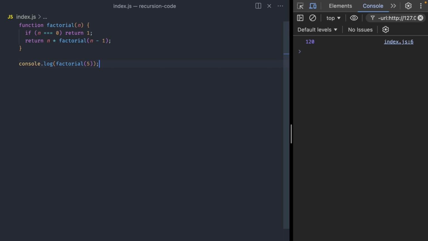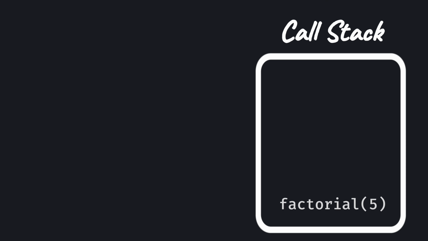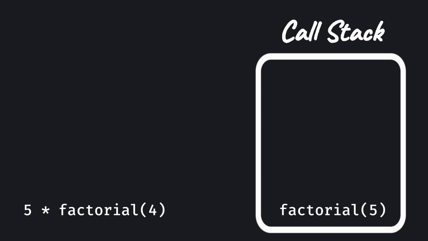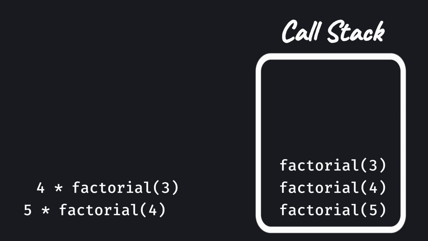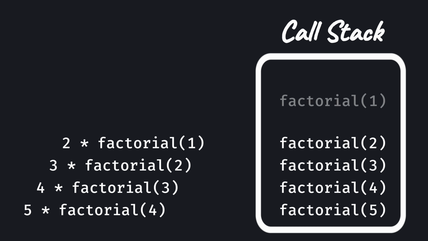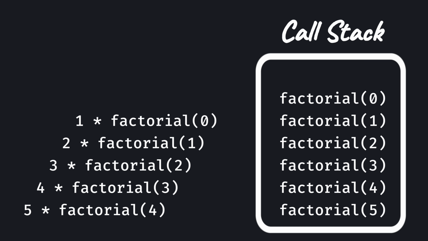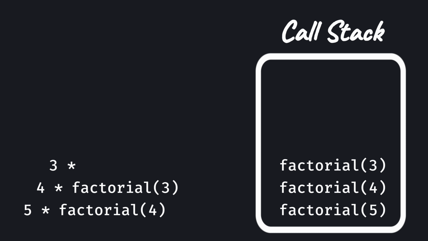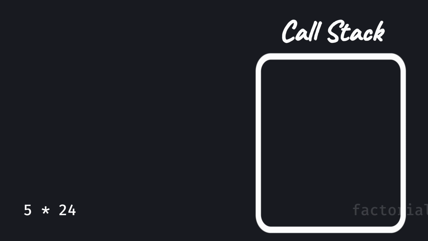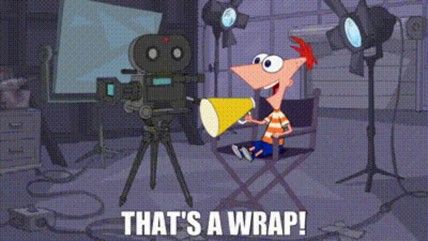But let's break down what happens step by step. First, factorial of 5 is called and placed on the call stack. JavaScript evaluates it and sees it needs the factorial of 4 to continue, so it calls that function. This continues until we reach factorial of 0, which returns 1. Then, we work our way back down the call stack, combining all the return values until we arrive at the final result. And that's a wrap on recursion.